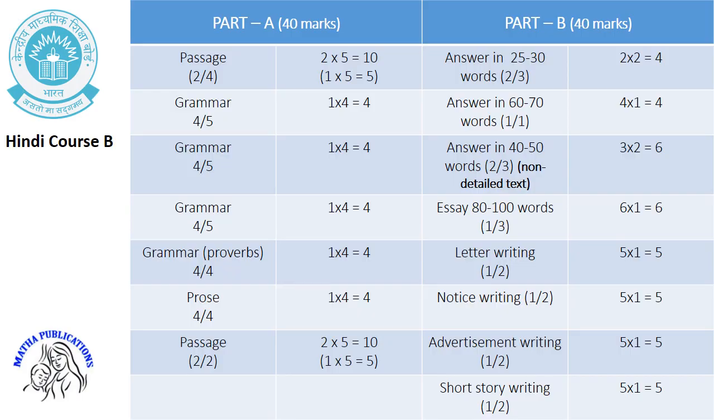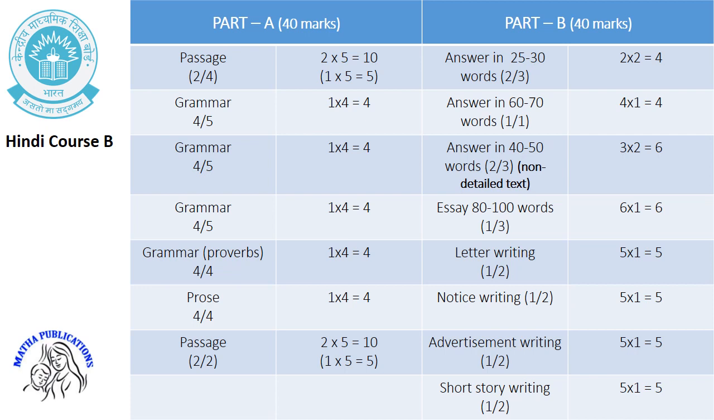The question paper consists of two parts. The first part will be objective type questions and the second part has descriptive type questions. In the first part, part A, you will be given 4 passages from which you need to answer only 2. You are expected to choose one passage from the first 2 and one from the later 2 passages.